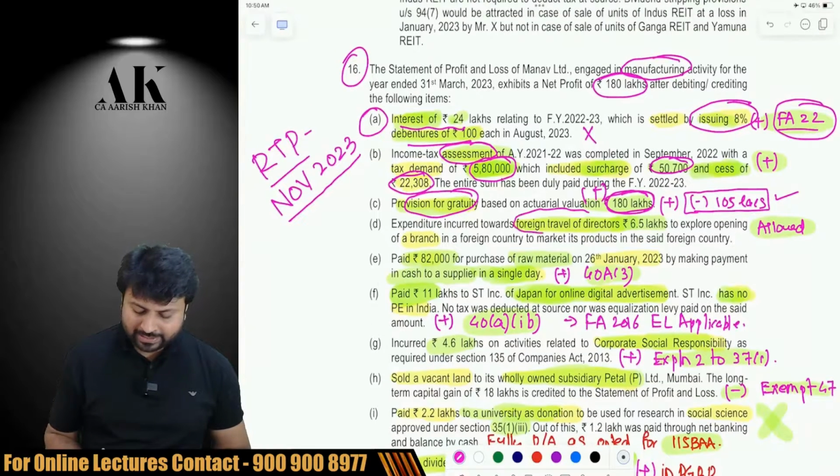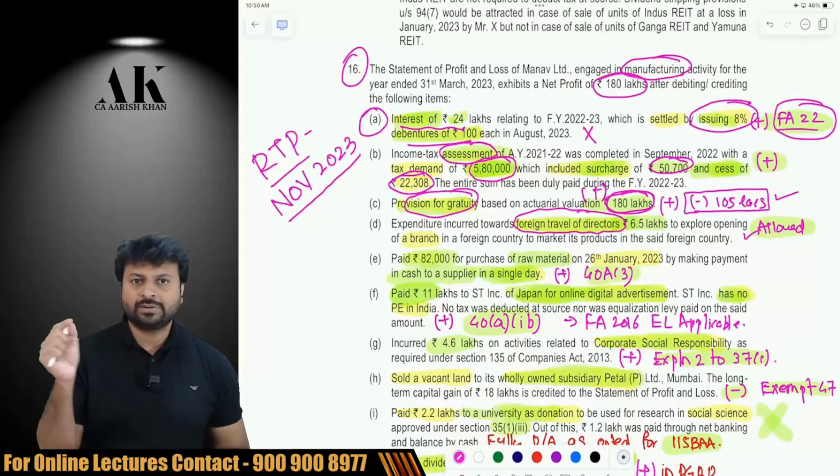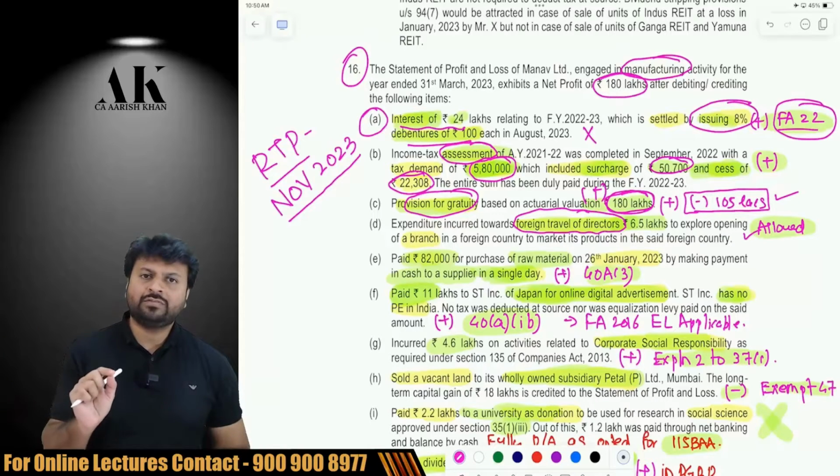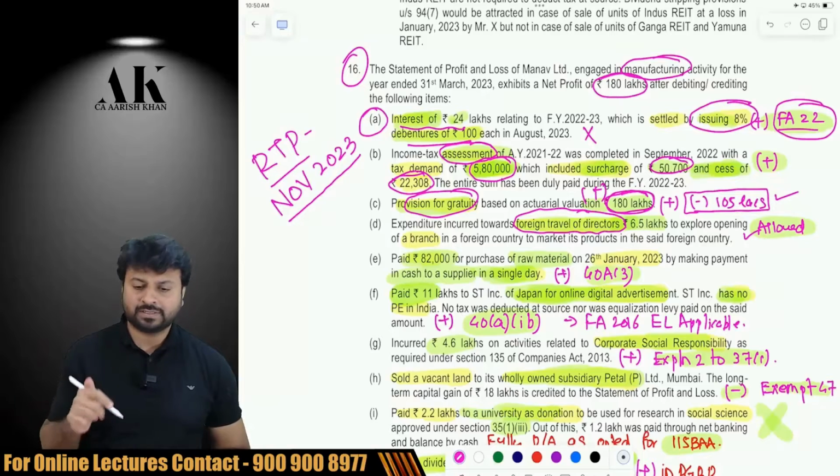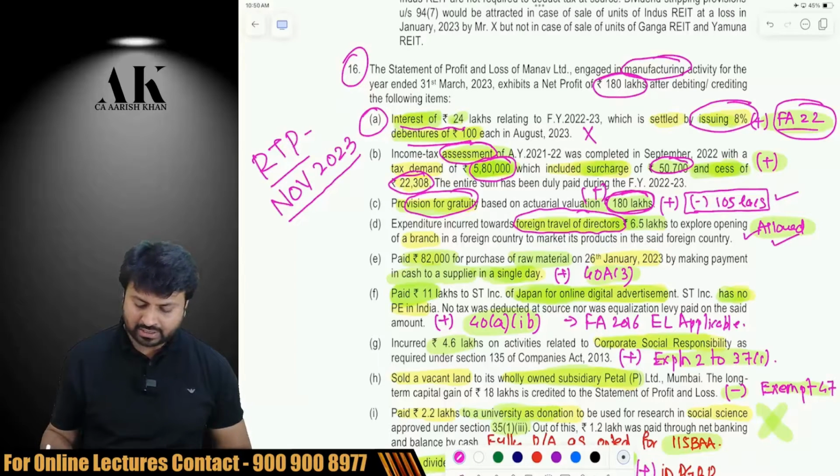Next, you are incurring some expenses on foreign travel of directors. Your directors are going out of India. You are incurring some expenses on foreign travel, and they are going for business purpose. They are not going for any personal purpose. Therefore, it shall be allowed as a deduction under PGBP.